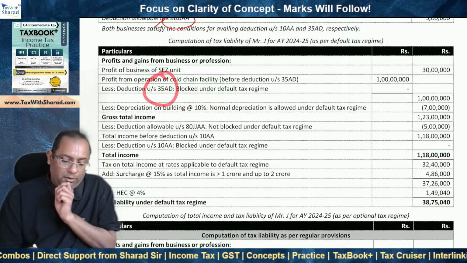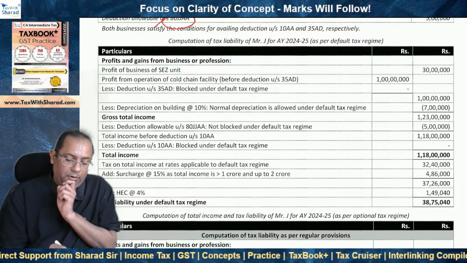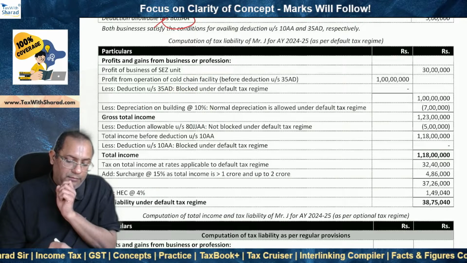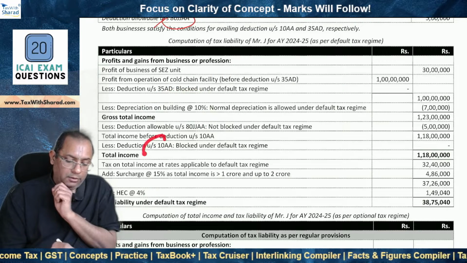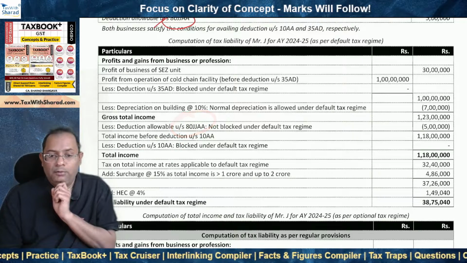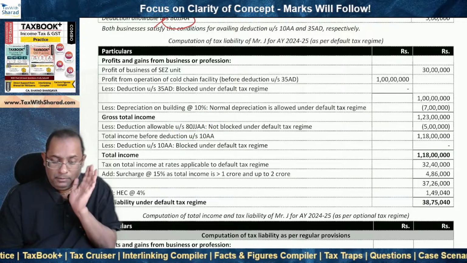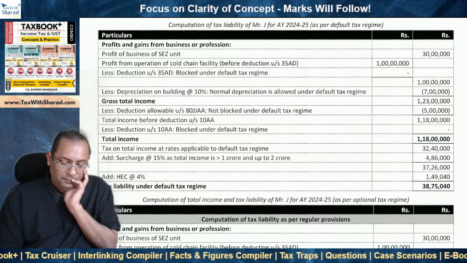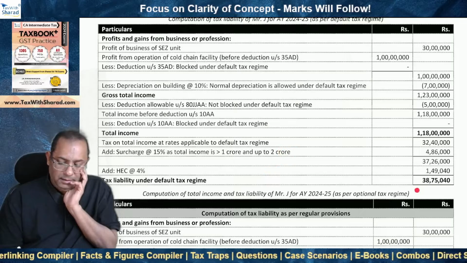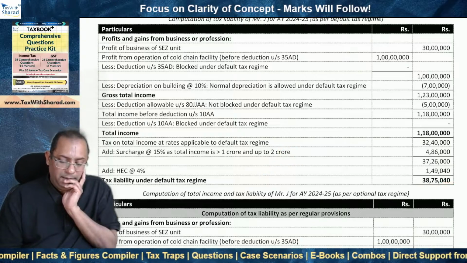So 3580 is blocked, you don't allow it, but in lieu of that, you allow depreciation. And 10AA is also something that you do not allow, but 80JJAA, if you find it, you allow that deduction because it is not blocked. You need to remember all these points. And then you need to add surcharge, cess, and this gives you the tax liability.